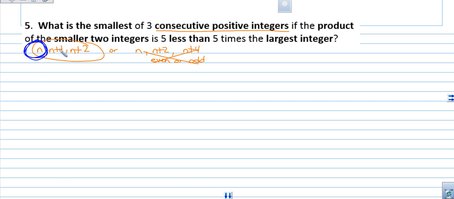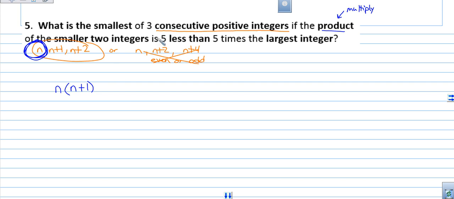Okay? So now it says if the product, and product means multiply, of the smaller two integers. So we have three integers, small, medium, large. This one's going to be small. This is going to be smaller than that one. So these are our two smaller ones. So we're going to multiply n and n plus 1. Well, that's n times n plus 1.